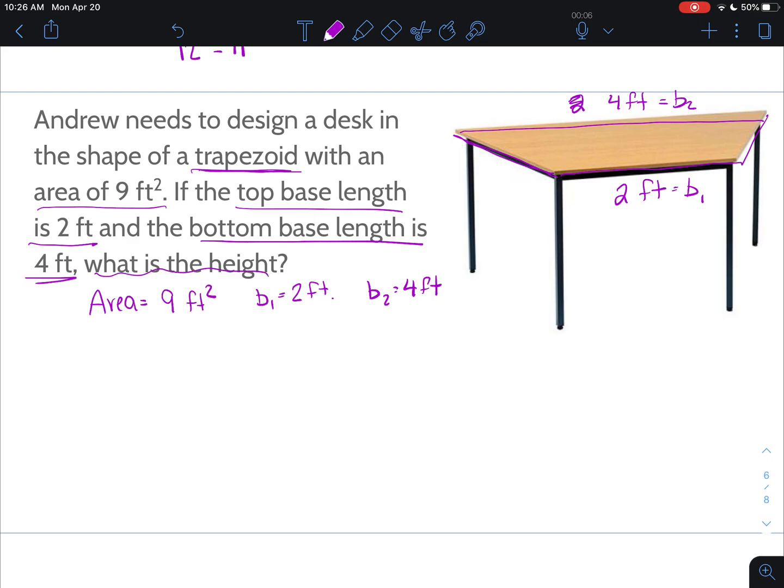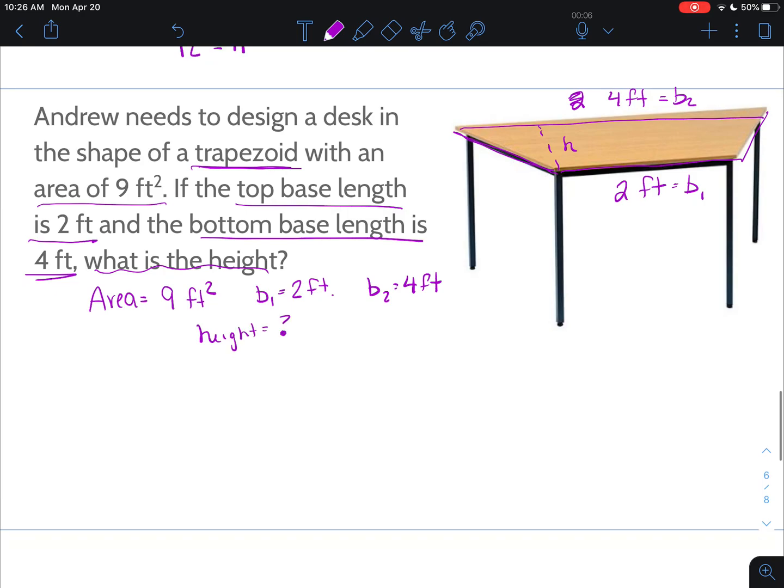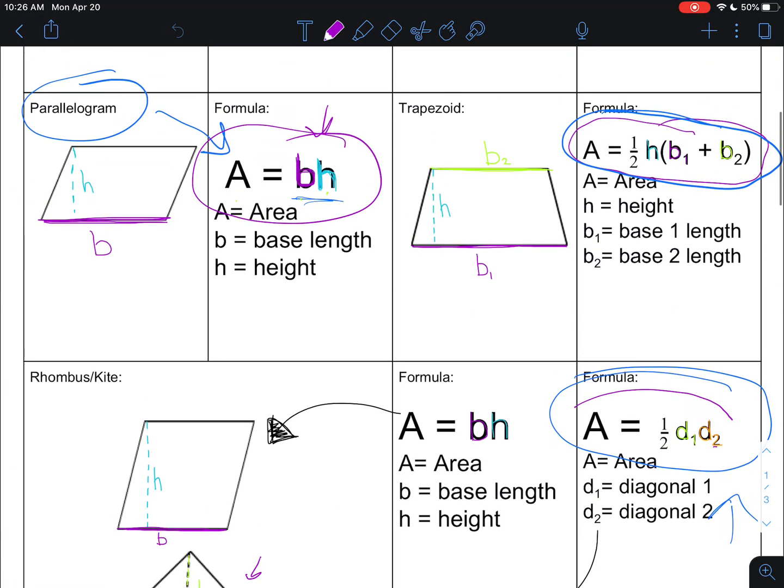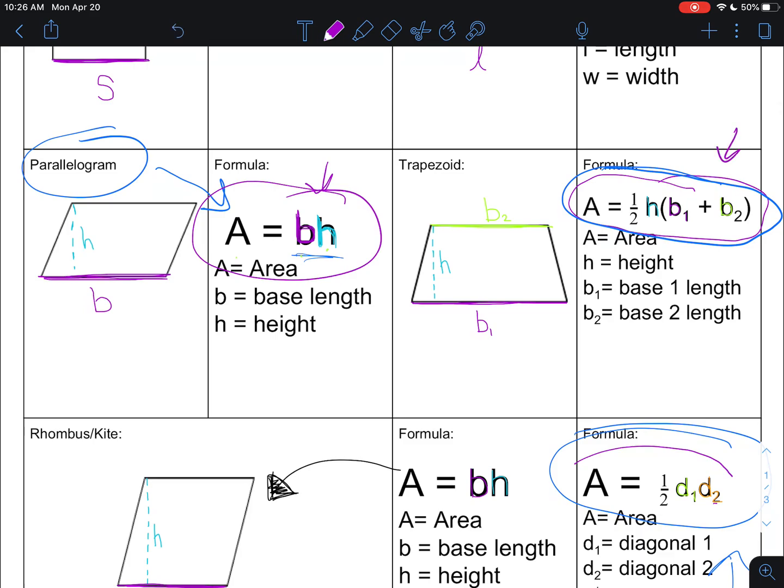And we want to know what the height of this is. So we're looking for the height of the trapezoid, or kind of how wide it is. So height is our unknown. So we need to find our formula on our formula sheet. It's the longest one. There's trapezoids, and there she is.